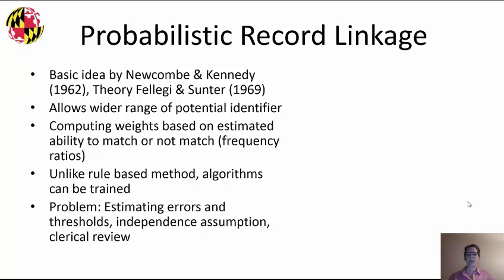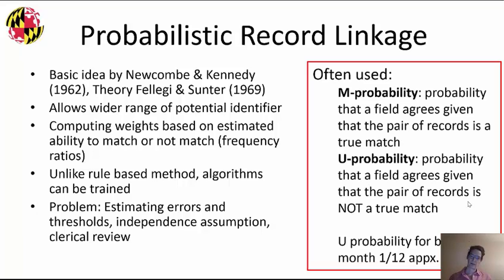One problem is that estimating these errors and thresholds, we'll go into that in more detail in a moment, requires an independence assumption and clerical review. Both of them are manually labor-intensive or questionable. So what's often done is there will be two probabilities estimated. The M probability: the probability that a field agrees, given that the pair of records is a true match, and the U probability: the probability that a field agrees, given that the pair of records is not a true match.